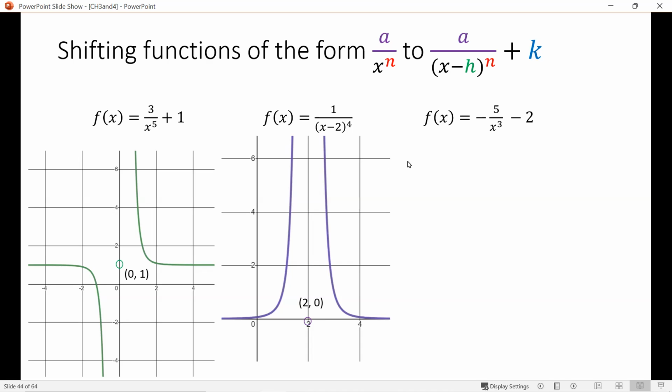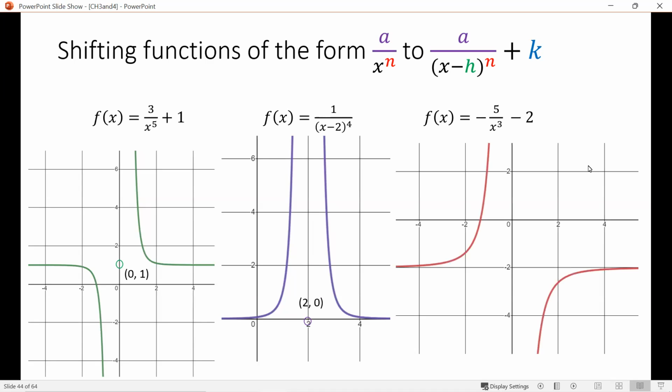Our third example, -5 over x to the 3rd minus 2. So here our a is -5 and our k is -2. That means we're going to be flipped, made 5 times as steep, and pushed down by 2. So you can see the center of our graph is at (0, -2), because everything's been shifted down by 2.